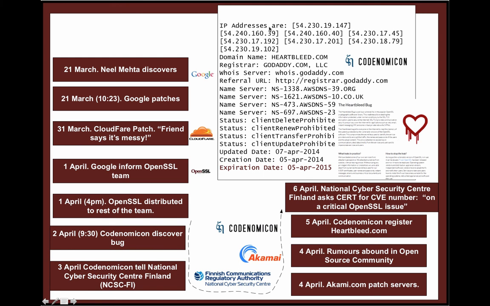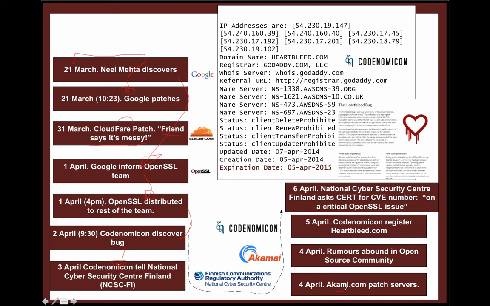The detail is a little bit patchy, but let's look roughly at what happened. So it was discovered sometime around or before the 21st of March, at which time Google patched their own systems. And then Cloudflare patched their systems too, where they found out through a friend that it was messy. Then Google informed the OpenSSL team on the 1st of April, who distributed the information to the rest of the team. And a day after that, the Codenomicon company discovered the same bug and informed the National Cyber Security Centre in Finland of the bug.